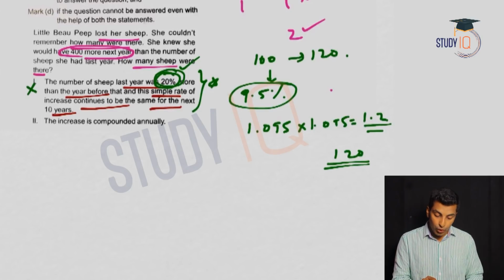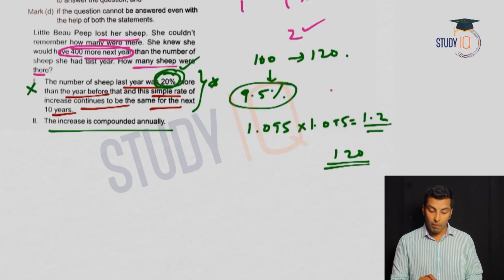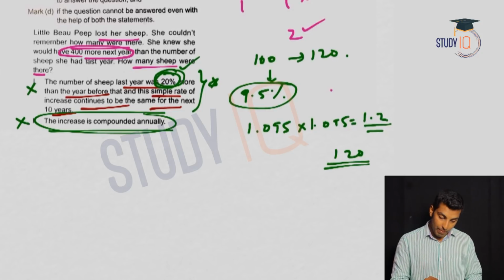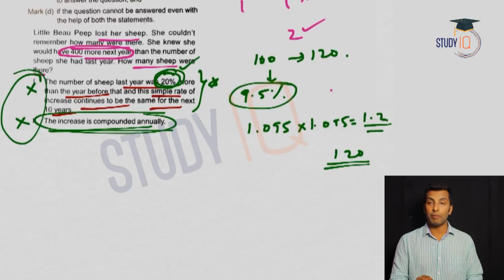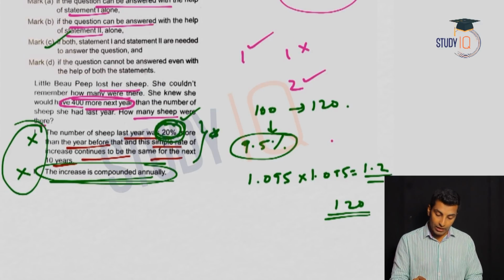Now, if you look at statement 2 alone, what they're saying is the increase is compounded annually. So only with this information also you can't answer. But when you combine them, you understand that it is compounded annually and it is at 20%, then definitely you can answer. You don't want to calculate. So the answer for this question is C. I hope you understood the problem with this.